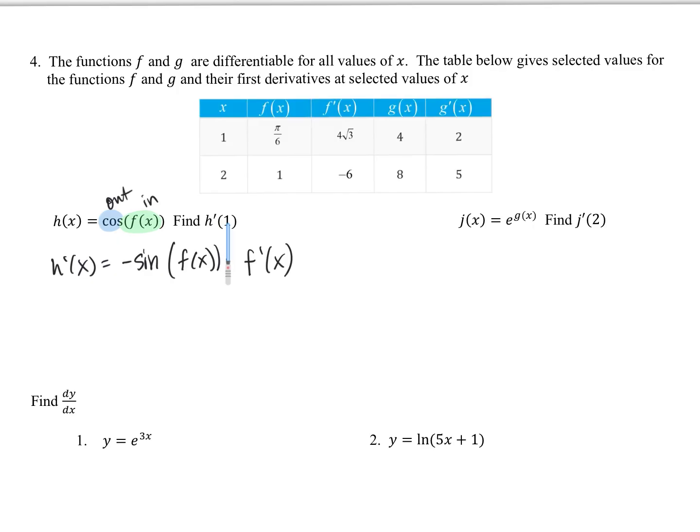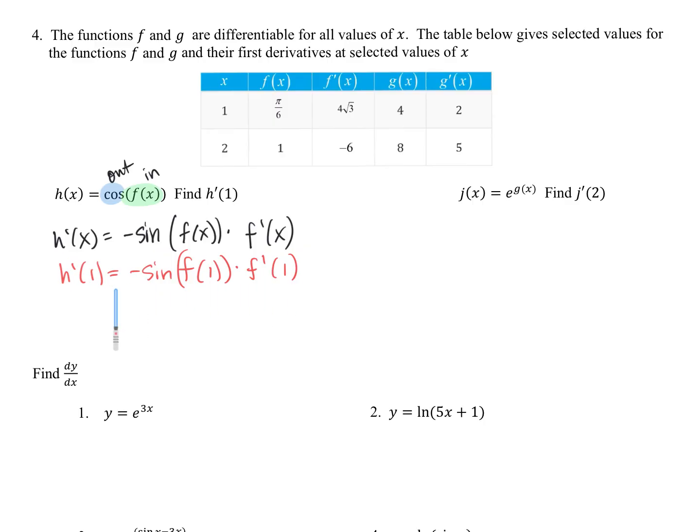Okay, Gambone, I'm not letting you off the hook. We got to replace every x with a 1. We got h prime of 1 equals negative sine of f of 1. So many parentheses. Times f prime of 1. What do we need to do first? Let's go find f of 1. Gambone, from my table, can you find f of 1 for me? Pi over 6. You got it. So I'm going to rewrite that we've got negative sine of pi over 6. Then, Gamby, I need f prime of 1 from my table. 4 root 3. You got it. Ooh! Unit circle, clap, clap, clap, clap, clap. Pi over 6.